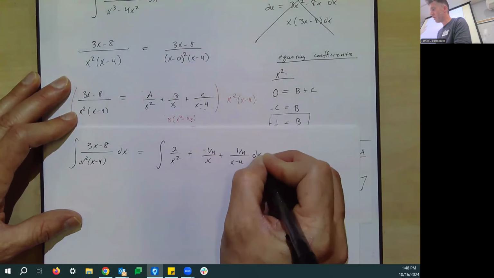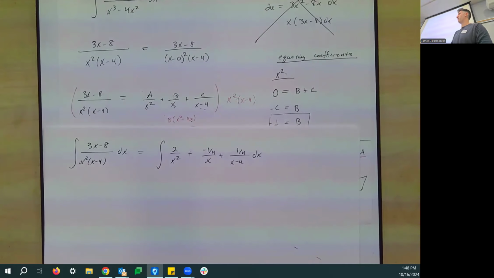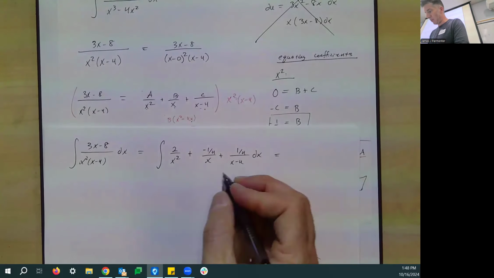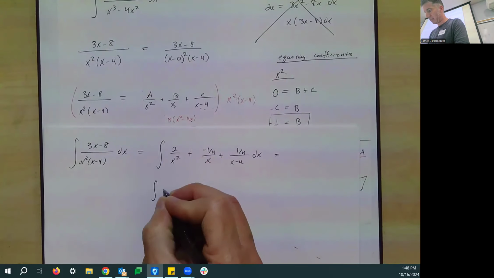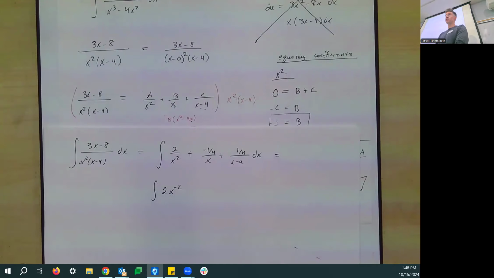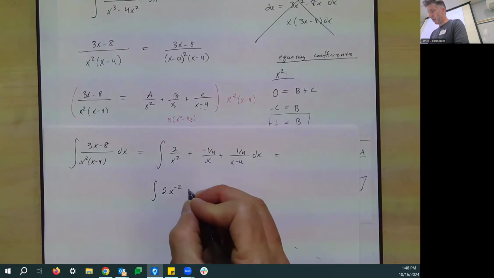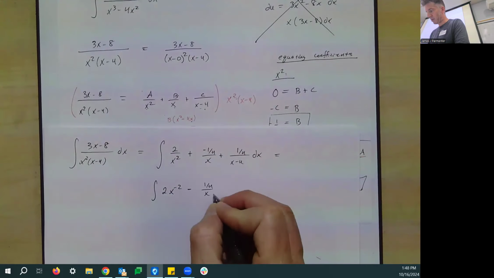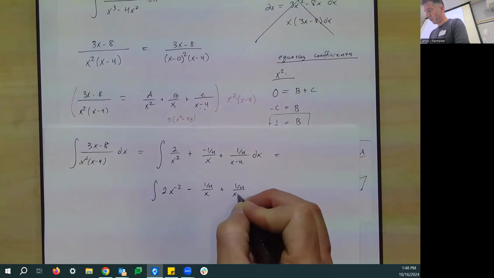And here's how I would think about doing this. Anything that's divided by x to the first, or x minus 4, or 2x plus 3, or in general, a linear function of x, leave as is. Any other power of x, don't. Meaning, any other power of x, we write it as something like 2 times x to the negative second, minus 1/4 over x, plus 1/4 over x minus 4.